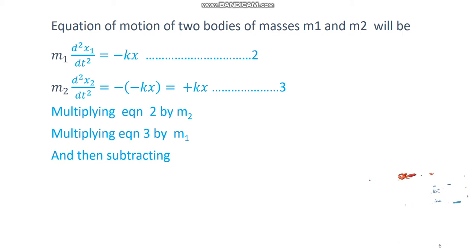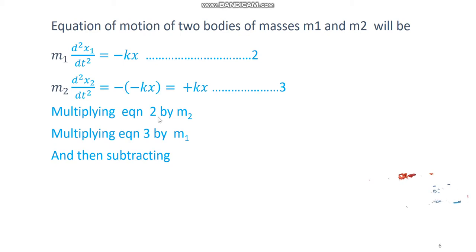For the body m1, it is minus k, and for the second body it will be plus k, so it exerts force in the opposite direction. That means when the spring is stretched, the mass on the right side feels the force to the left, and similarly the mass on the left feels the force to the right. That is why this is minus of minus, plus k into x.